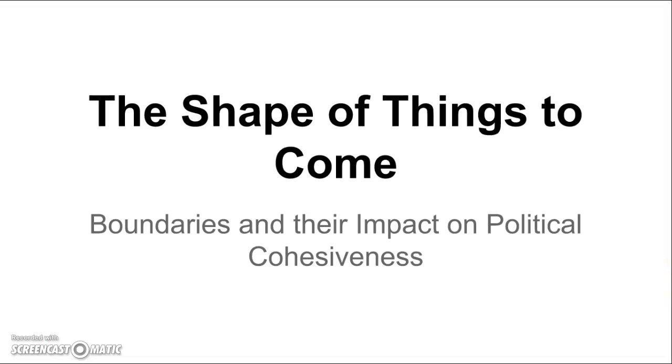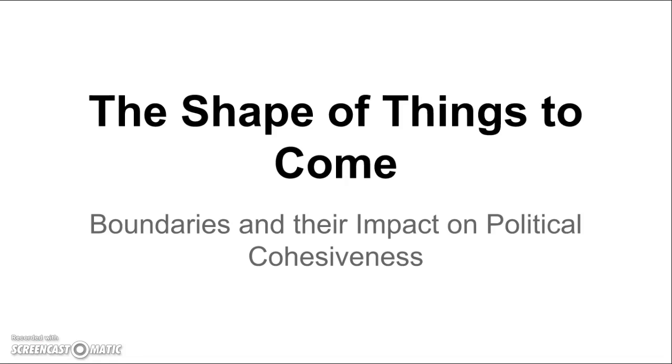Welcome to online class. Today we will be talking about the shape of things to come, boundaries and their impact on political cohesiveness. So, to start off, why do we care about the shape of nations? Well, there are several reasons why we care. Because depending on how a nation is shaped, or a political state is shaped, it can have more or less control over the areas around it.